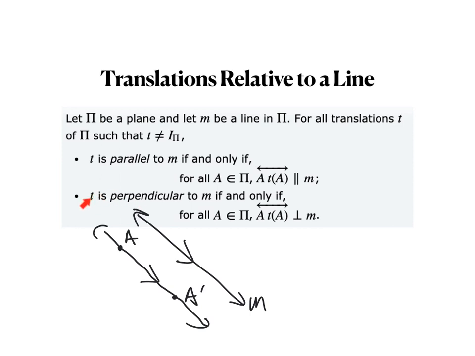If my translation path is perpendicular to a line, then I say it's perpendicular to that translation. So if I look at a different set of points, let's call it B and B prime, and I consider the line that joins these two points, again, my translation is going from B to B prime. I would say my line is perpendicular to that translation if the line is perpendicular to the path of the translation.